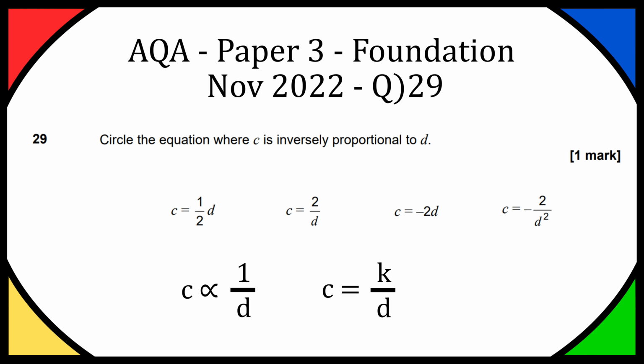So with 1 and 3 we can see D is on the top, it's not on the bottom, so it's not in this form. And then with 2 and 4 we do have a D on the bottom, but for number 4 it's a D squared, it's not just a D. So the only one actually in this form is going to be C is equal to 2 over D. So for our form C is equal to K over D, where K is a constant, that would be equal to 2. So number 2 is the only one in the correct form, so that's the correct answer for this question.